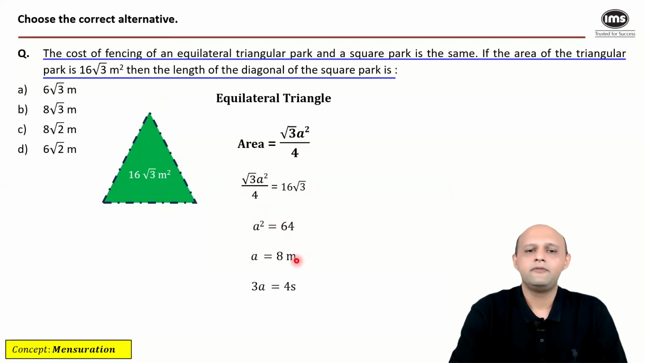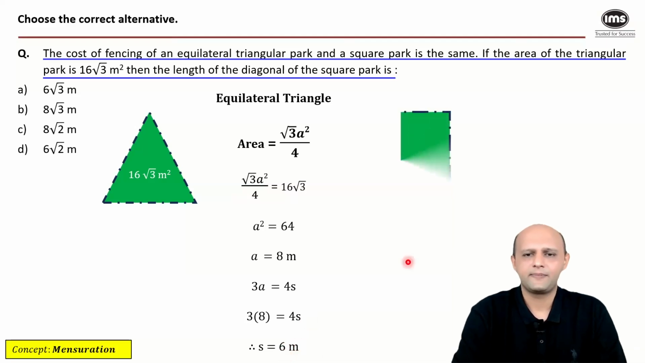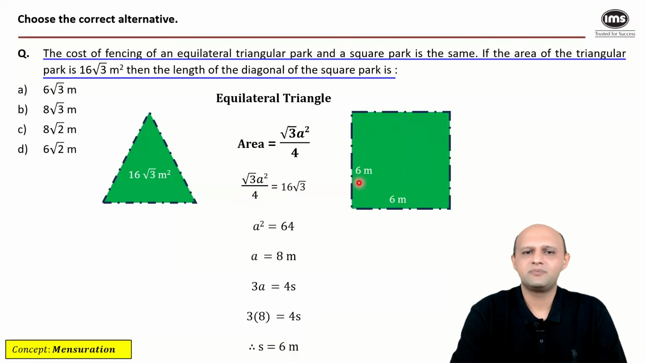What next? We know the perimeter of this is equal to that of the square park. Okay, so 3a is equal to 4s, which is 3 times 8 is equal to 4 times the other number. So what is the side of the square park? Evidently it is 6 meters. And this is the square park. Okay, so 6 meters each.